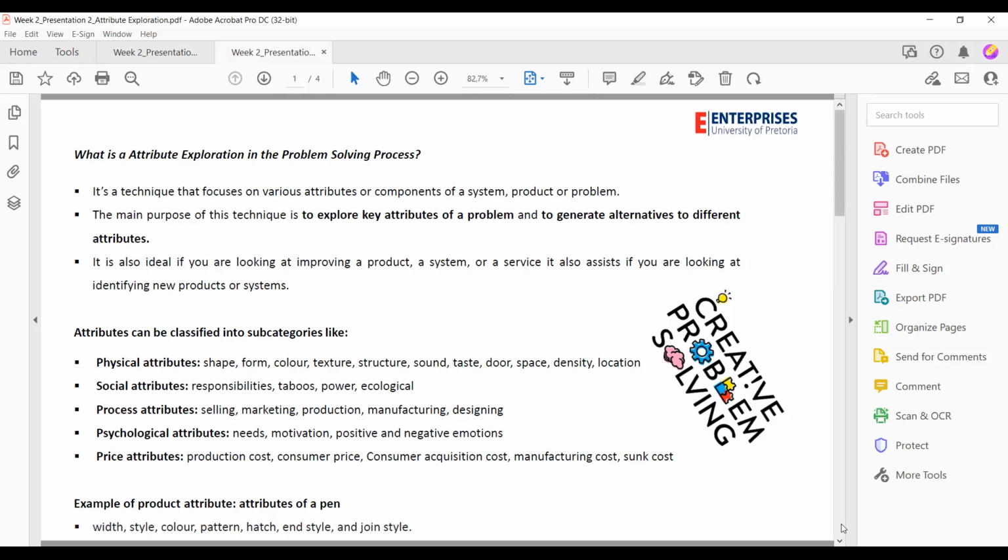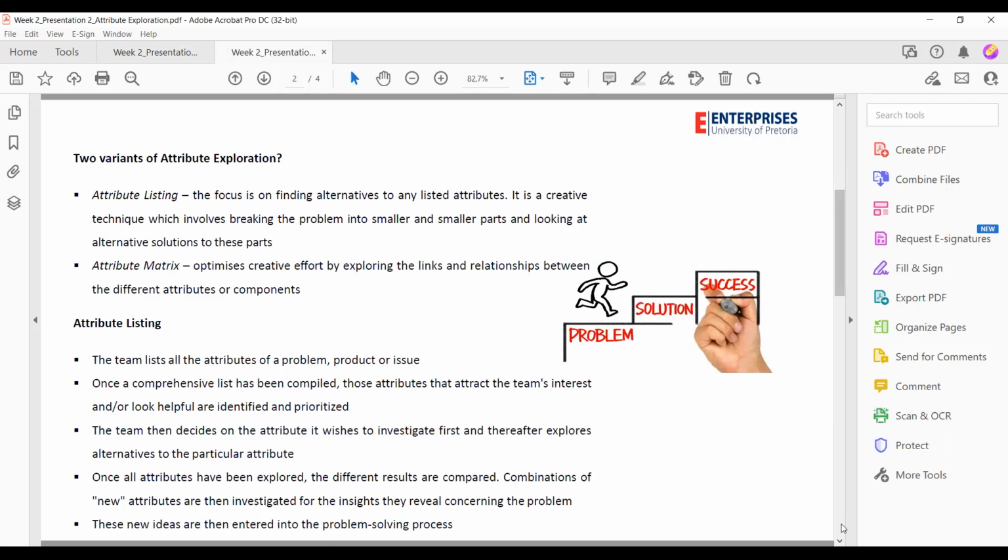Okay. And then there are two variants of attributes exploration that can be used: the attribute listing and the attribute matrix. In the attribute listing, the focus is on finding alternatives to any listed attributes. It is a creative technique which involves breaking the problem into smaller and smaller parts and looking at alternative solutions to these parts. The attribute matrix, on the other hand, optimizes creative effort by exploring the links and relationships between the different attributes or components.